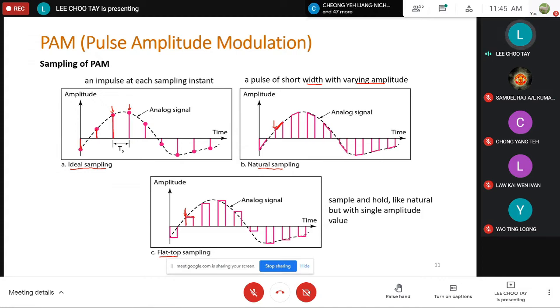All right. The amplitude only corresponds to the amplitude of the modulating signal at the instant of sampling. So if the amplitude of the analog signal changes during this time, it will not be reflected in your pulses. Your pulse will be a flat top one. It's just taking the amplitude of the analog signal at the instant of sampling, so you have only one amplitude as far as that pulse is concerned. Okay, so that is for flat top sampling.